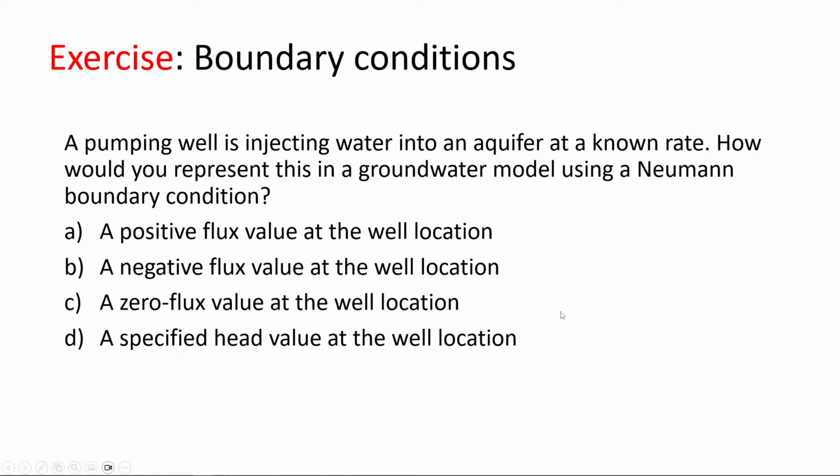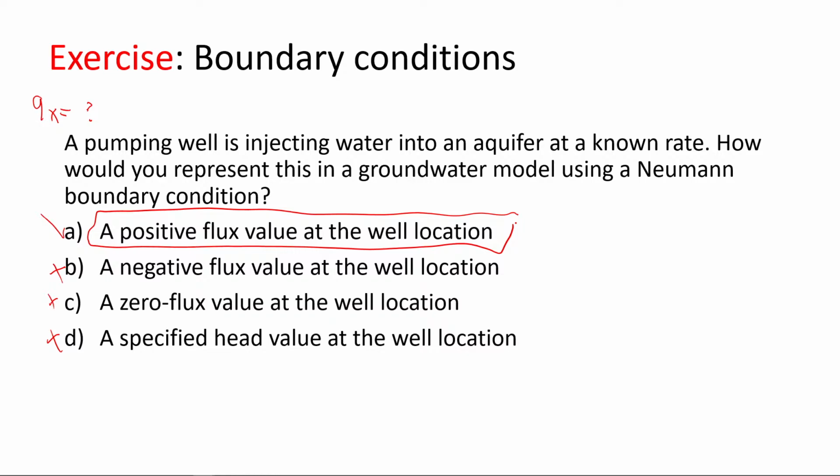Again, one more. A pumping well is injecting water into an aquifer. So now here I have Qx equal to something. How would you represent this groundwater model using a Neumann boundary condition? It is injecting, so that would be a positive flux value at the well location. Negative is not right because it's injecting, not withdrawing. A zero flux is not right because I'm injecting something. A specified head value is out of the question. So it is a positive flux, because I am injecting something.